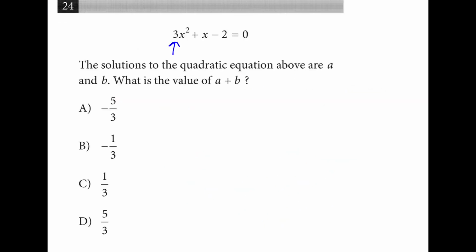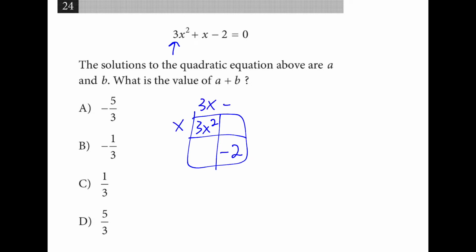Since a is bigger than 1, I'm going to use the reverse box method to solve this. So I know that this gives me 3x squared, and this gives me negative 2. So I'll pick 3x here and x here. And I think if I put negative 2, matching up with the one that has a coefficient of 1, and a positive 1 here, I'll end up with negative 2x and 3x. And when I combine those, that gives me the positive 1x I'm looking for. So these are my two.